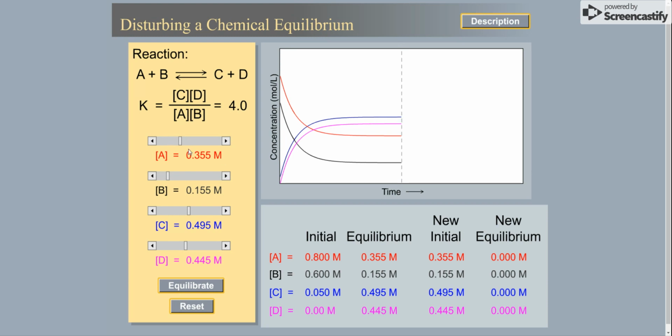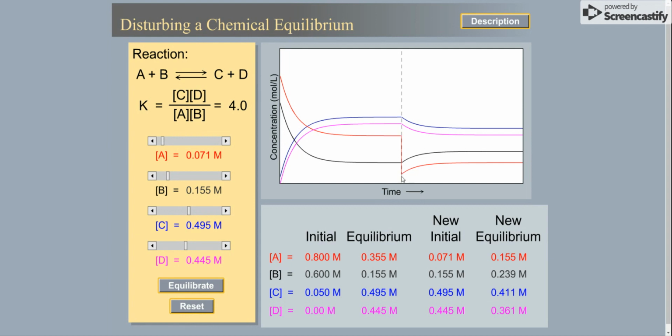Now, what happens if I remove some A from the system? So if I take this down and I equilibrate, then the stress was removing A, and so to relieve that stress, the equilibrium position shifts in such a way as to add A. So the only way I can add A is if C and D react to form more A and B.